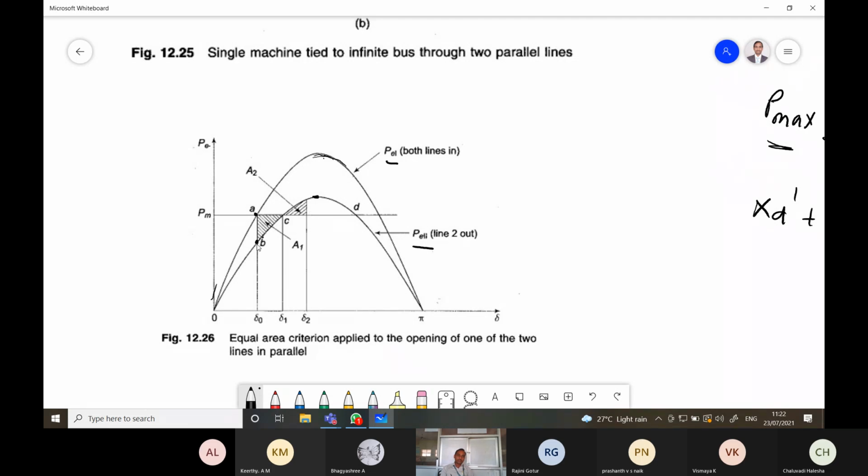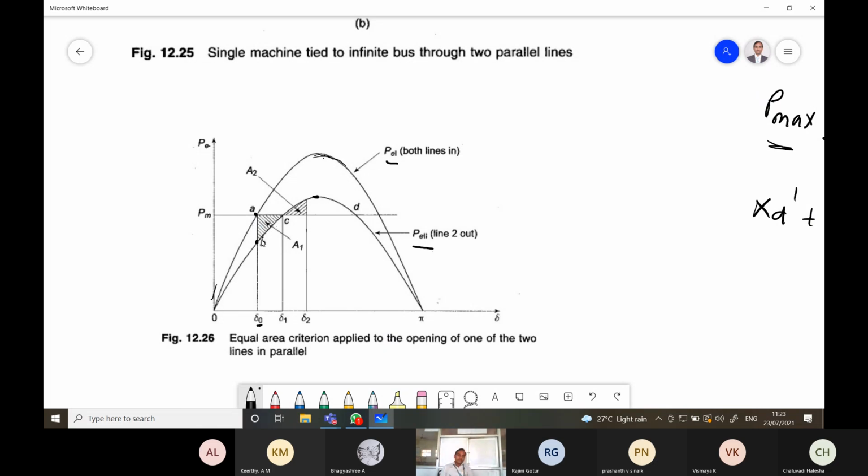What is this point? That is the point B. So this much amount of power is reduced. Electrical power is reduced to point B. Next, this is the angle delta naught. According to delta naught, your rotor angle becomes delta naught, and at that point we get point B. Now the accelerating power corresponding to area A1 is supplied to the rotor, followed by the decelerating power.